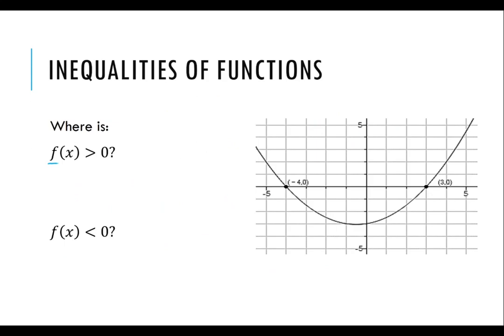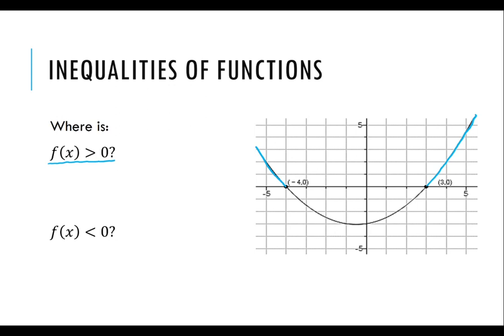Now we want to know, where is this function greater than 0? And so greater than 0 is this idea that it's above the x-axis. So where's it above the x-axis? Well, notice that this piece right here, this is above the x-axis. Notice that this piece right here, this is above the x-axis. And because it says strictly above the x-axis, the point that lands on the x-axis, we're going to leave it out. We're going to exclude it.